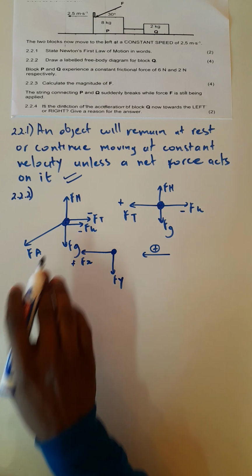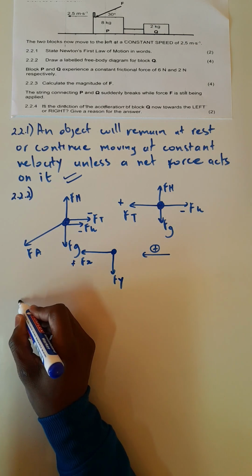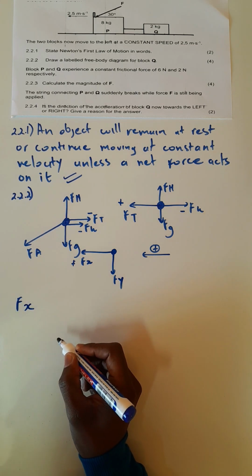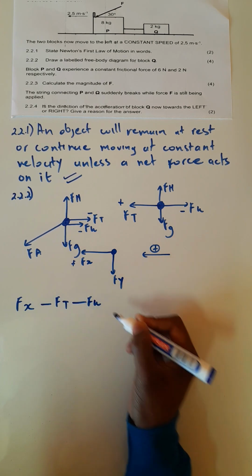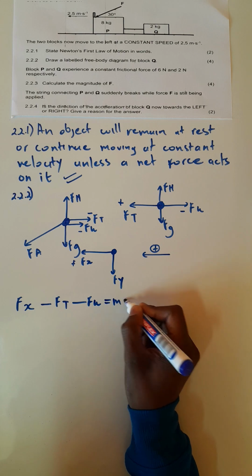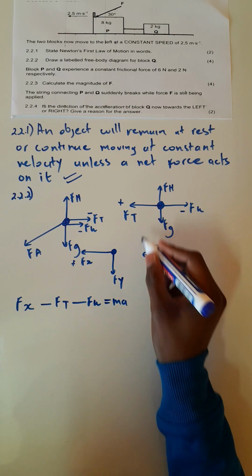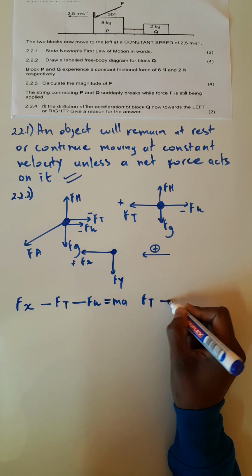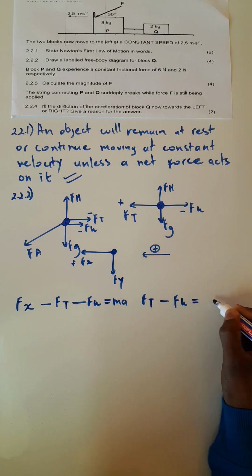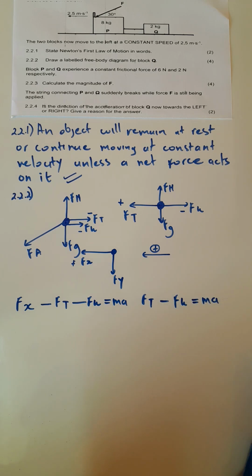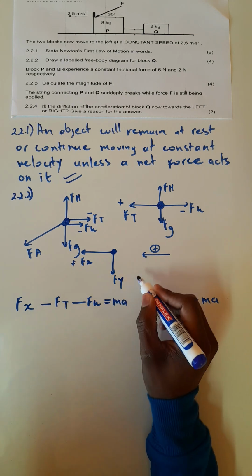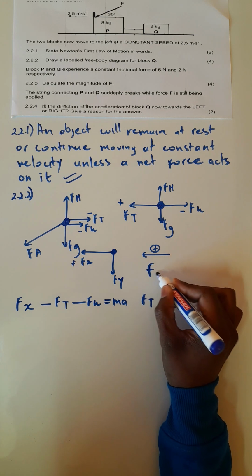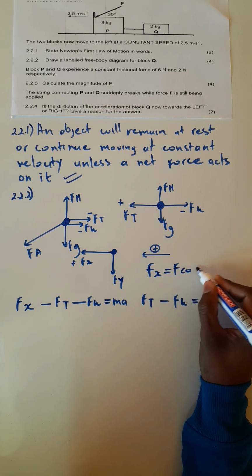So if you focus on P, what we have is a positive horizontal component of the applied force minus the tension force minus the frictional force, because those are to the right, is equal to mass multiplied by acceleration. And if you focus on Q, we have a tension to the left that is positive and a friction to the right that is negative, equal to mass multiplied by acceleration. Now, we're looking for the force, but we know that the horizontal component, Fx, is the force multiplied by cos theta.